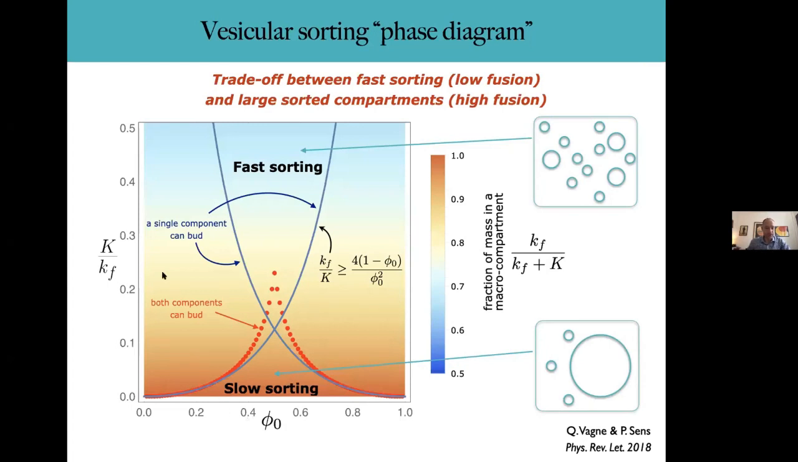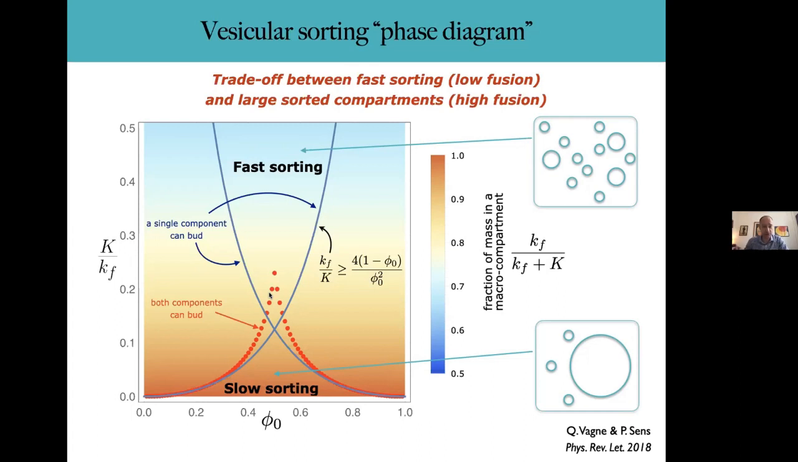And what this tells you is that if you want fast sorting, you need the budding to be much faster than fusion. But then if you have that, you will end up with a distribution of very, very small vesicles. If you want to make big compartments, then you need fusion to be faster than budding. So you're here, but then in this case, you will have very, very slow sorting. And if you want to, at the same time, be able to sort efficiently and also end up with large organelles or large compartments, then you need to sit somewhere in the middle, and it's a delicate fine-tuning of parameters for this to happen.